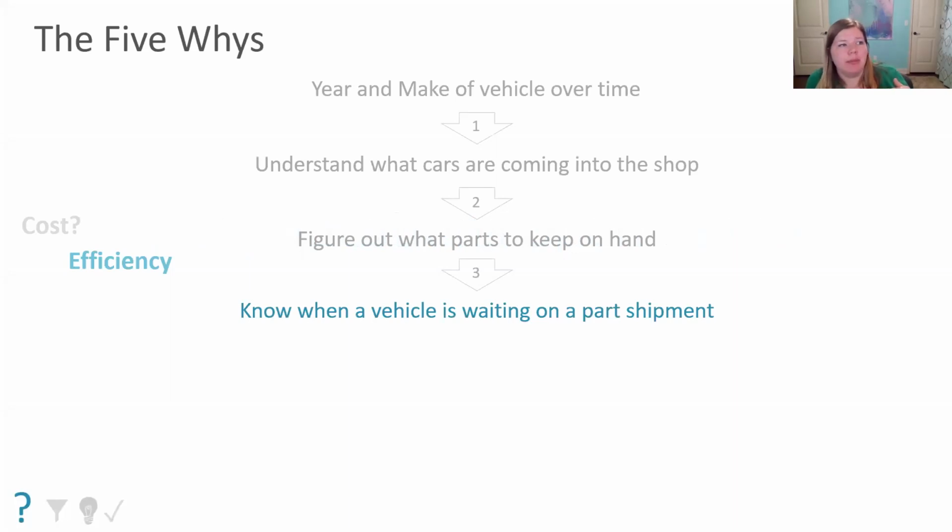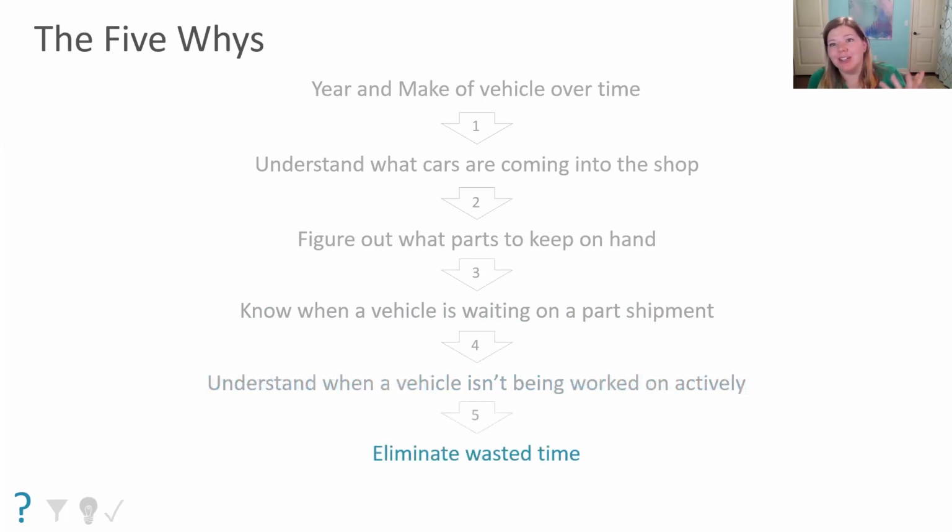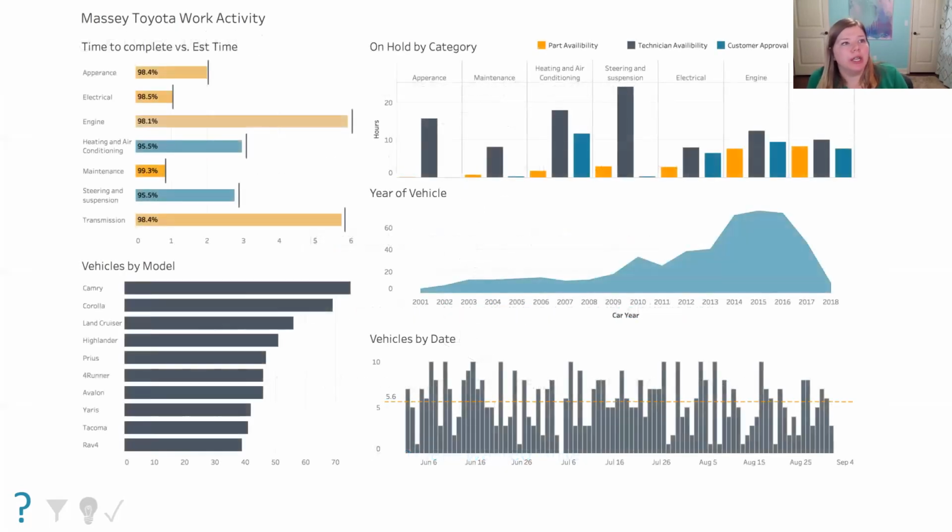So then next step, again, she asked why. He wants to know when a vehicle is waiting on a shipment, and then understand when a vehicle is waiting there, waiting for a part. And the end goal here, after your 5 whys, is really he just wanted to eliminate wasted time. So she ended up coming up with a dashboard that looks like this. So essentially marking versus goal, what was the time to complete versus estimated, which categories were most on hold, vehicles, etc.